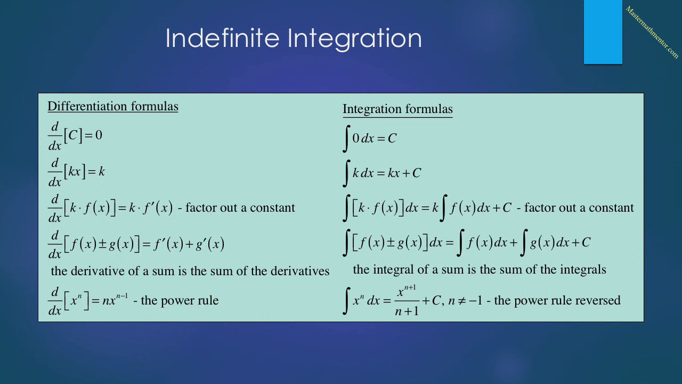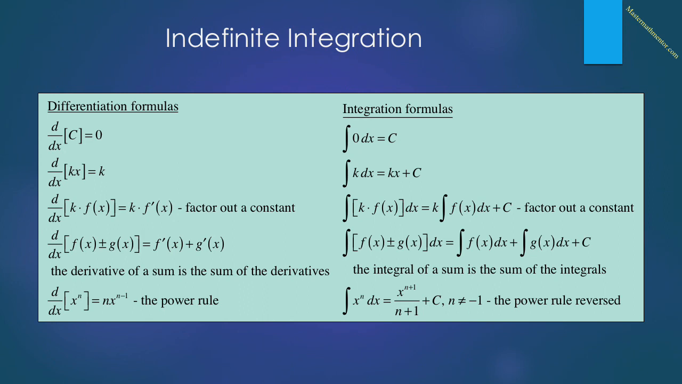The derivative with respect to x of k f of x is k f prime of x. We can factor out the constant. Therefore, the integral of k f of x dx is k times the integral of f of x dx plus c. Again, we are factoring out the constant k. The derivative with respect to x of f of x plus or minus g of x is f prime of x plus or minus g prime of x. The derivative of a sum is the sum of the derivatives.